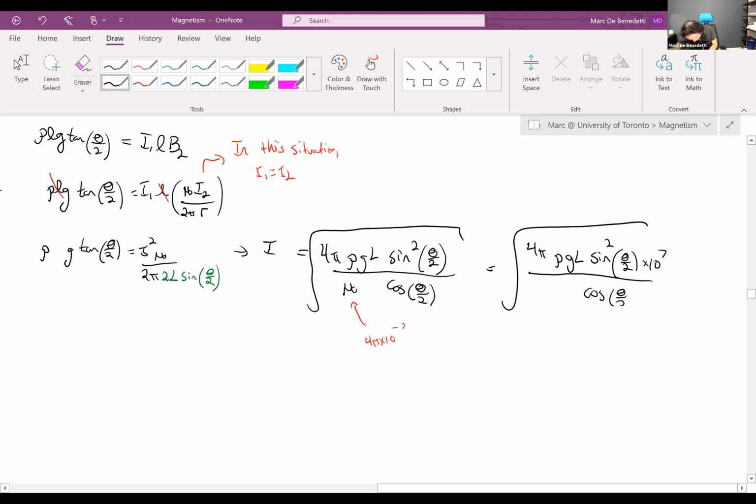You're going to get this. Okay, so 4 pi times 10 to the minus 7, the 4 pi's cancel, and the 10 to the minus 7 goes up on the numerator and becomes 10 to the positive 7.